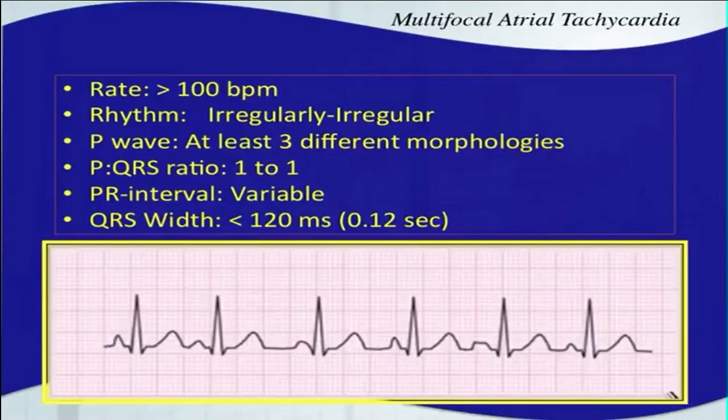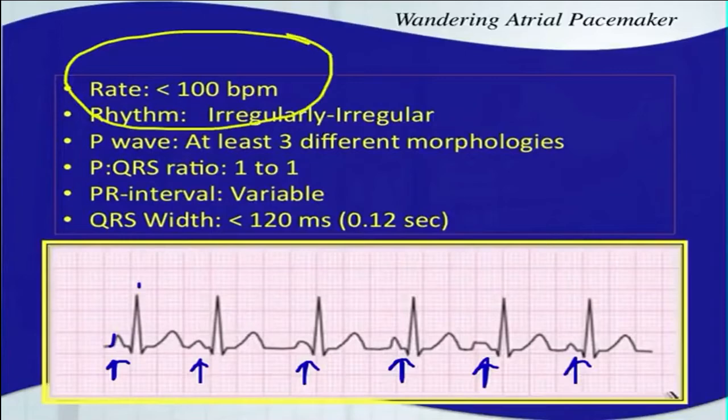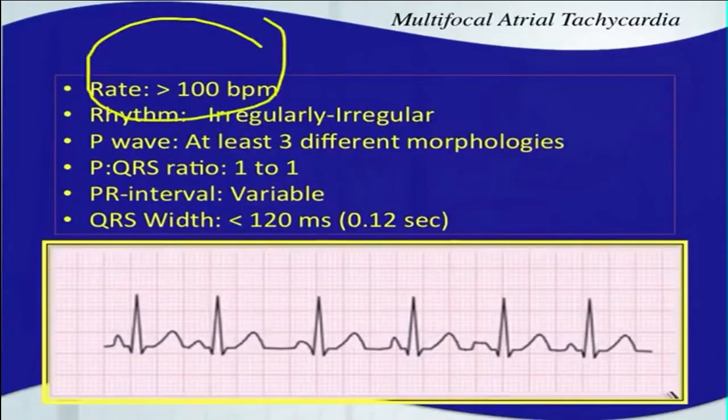Multifocal atrial tachycardia is exactly the same as wandering atrial pacemaker, except the rate is greater than 100. That's the only difference. So with WAP, wandering atrial pacemaker, it's so important to remember that your rate must be less than 100 beats per minute. With MAT, multifocal atrial tachycardia, your rate must be greater than 100 beats per minute. And then it has all the other rules the same.